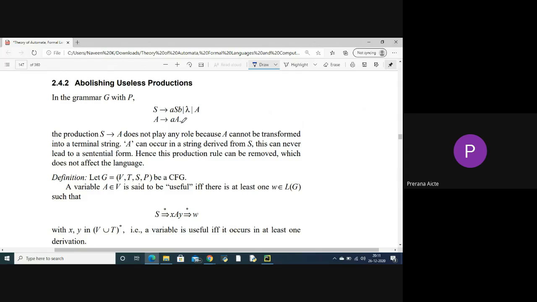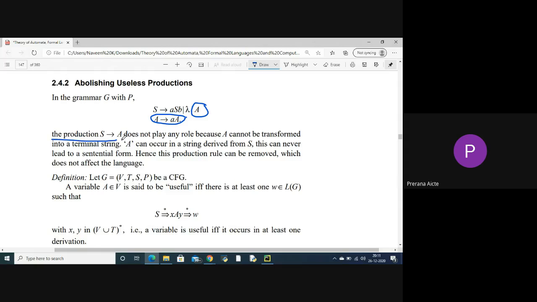For example, if it contains small a or epsilon, then it is a valid grammar. So we don't have symbols like this. The productions with capital A are not useful. They are not terminated in the derivations. So the grammar is S tends to ASB or epsilon only.